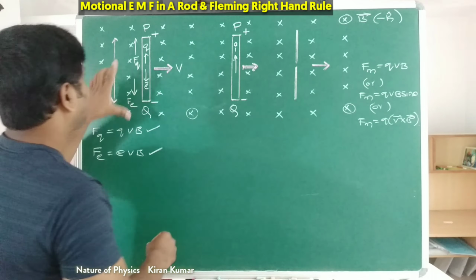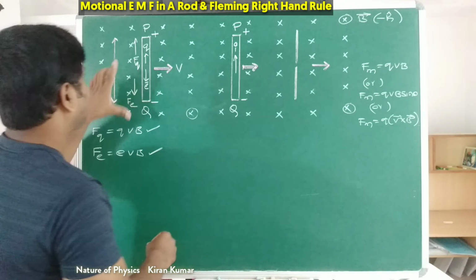So the potential difference developed in the rod is called induced EMF.